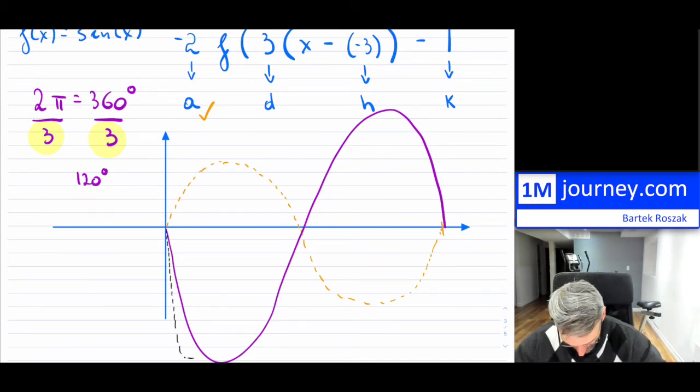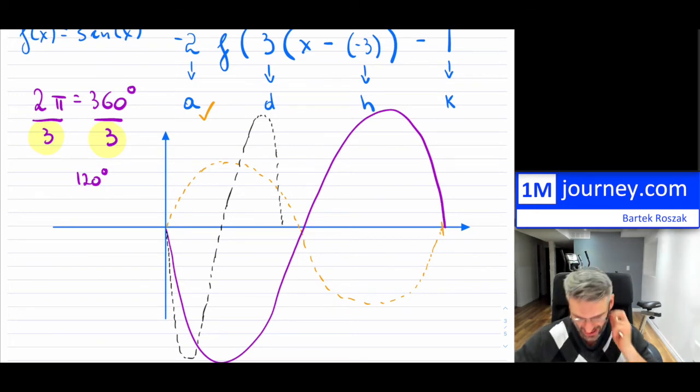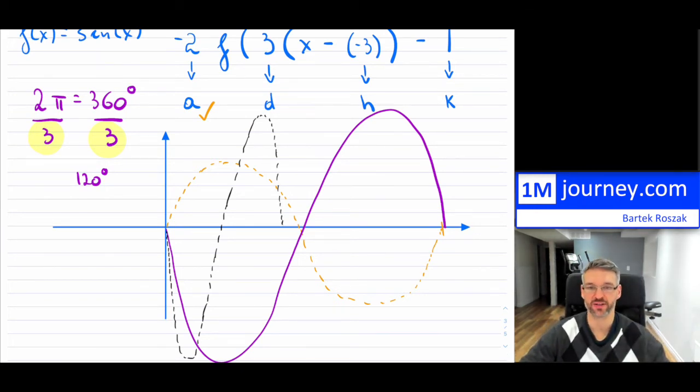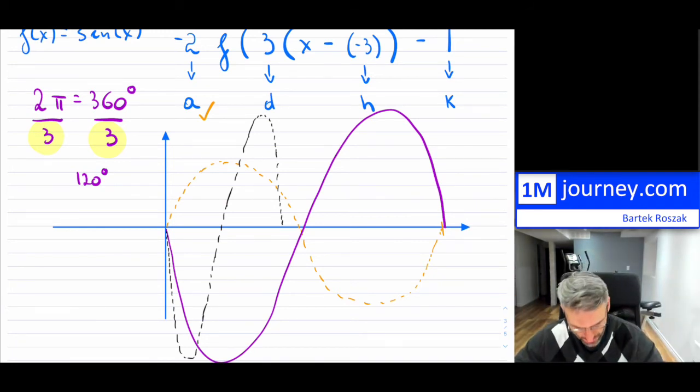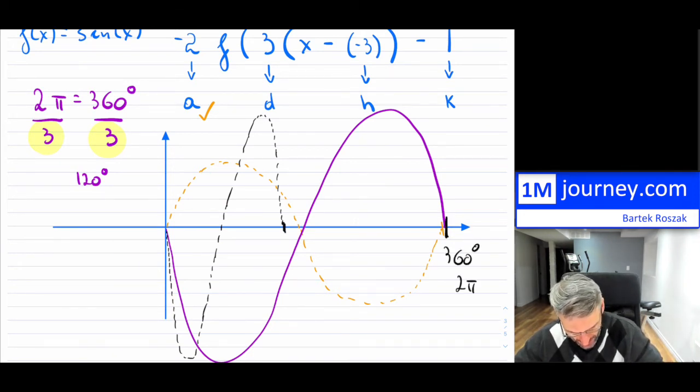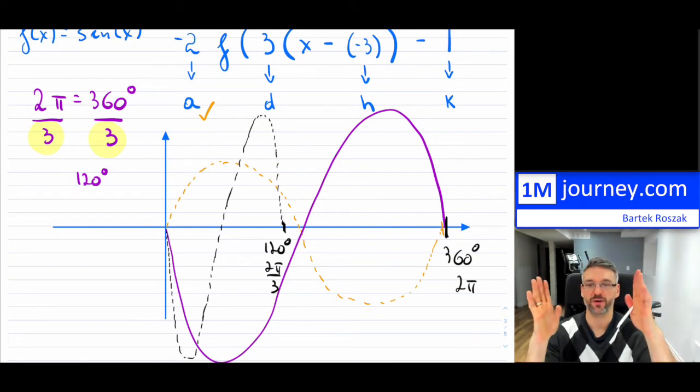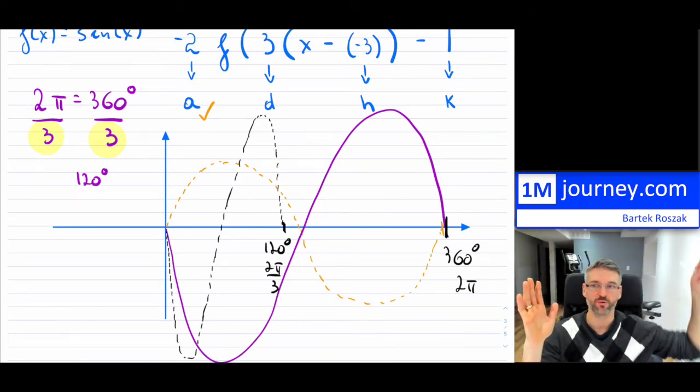I don't know if I can manage this, but it's going to be something like this, kind of like that. It's not the greatest, but this is what it's going to do. It's going to compress it in. Now the period, right here this was 360 degrees or 2 pi, but now this has become 120 degrees, or 2 pi over 3. That is your new period now, and then it just keeps repeating over and over.